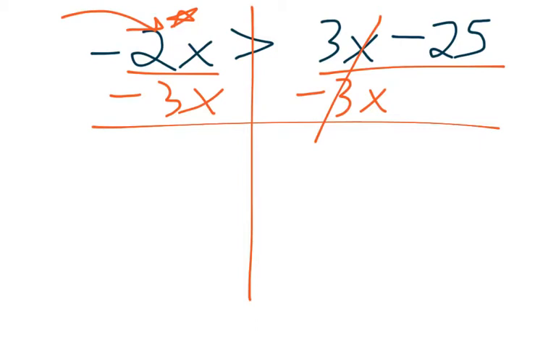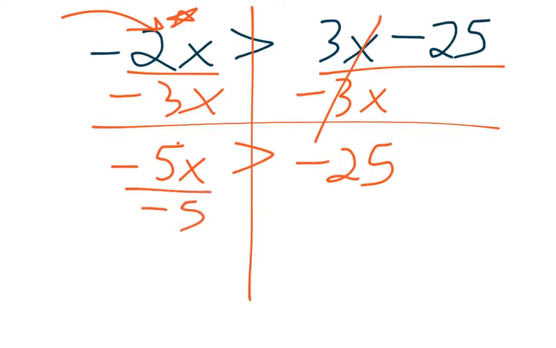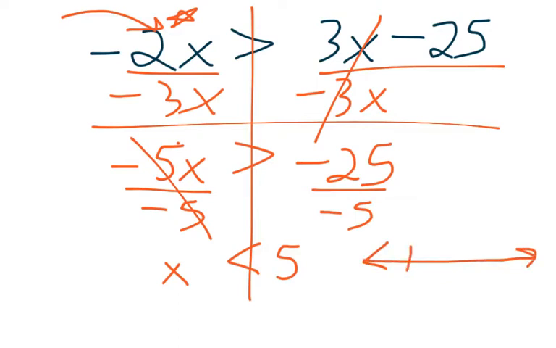So here we get negative 5x is greater than negative 25. And now we divide both sides by negative 5. So we have x. We do have to flip the sign because we divided by a negative, and it's less than 5. For our graph, go to 5. That's going to be an open circle, and we shade to the left because the numbers we want are less than 5.